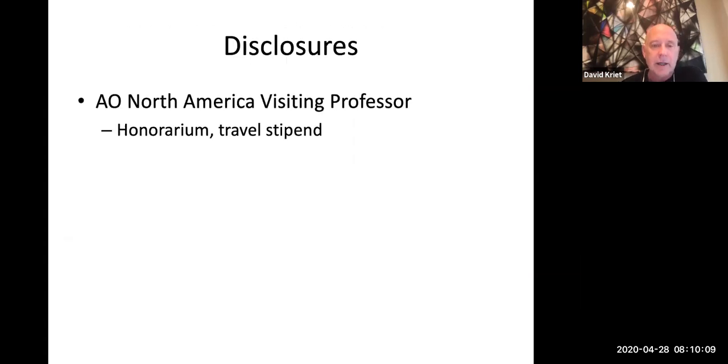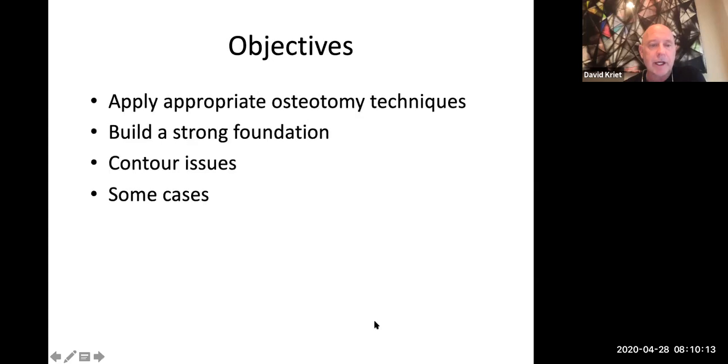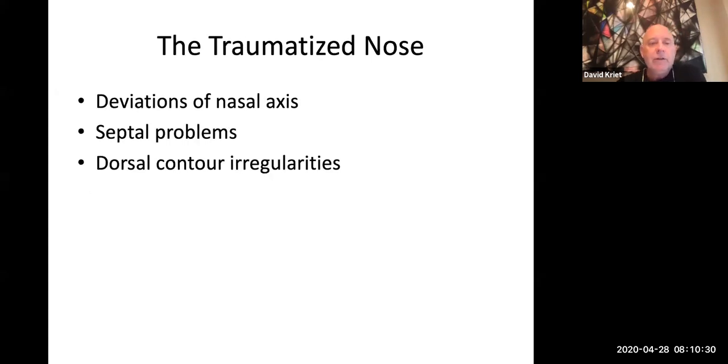So really no disclosures other than I receive an occasional honorarium from the AO. What I'd like to do is hopefully clarify some of the confusion about the different types of osteotomies, then talk about building a strong nasal foundation, discussing some of the contour issues, and then just go through some cases. So when we think about the traumatized nose, there are several issues.